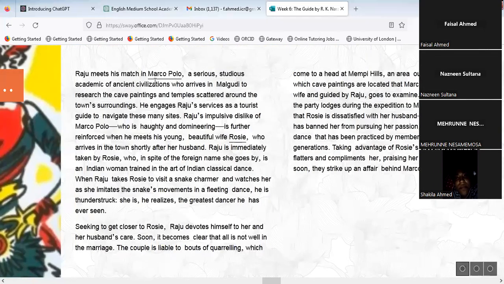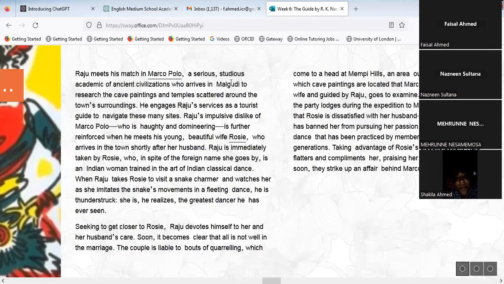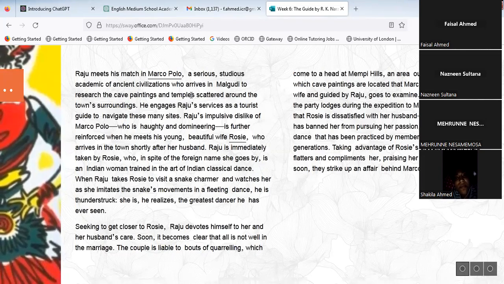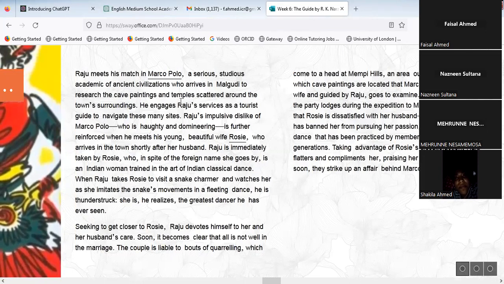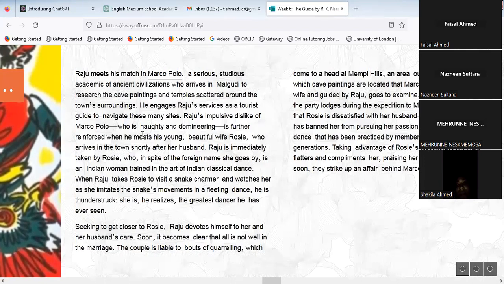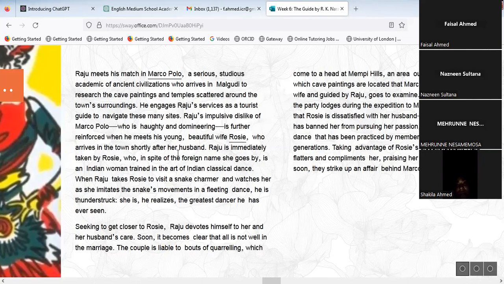So Raju meets his match in Marco Polo, a tourist about whom I was just talking a few minutes ago. A serious, studious academic of ancient civilizations, a researcher who researches anthropology or ancient civilizations, who arrives in Malgudi to research the cave paintings and temples scattered around the town's surroundings. He engages Raju's services as a tourist guide to navigate these many sites. Raju's impulsive dislike of Marco Polo, who is haughty and domineering, is further reinforced when he meets his young, beautiful wife, Rosie.